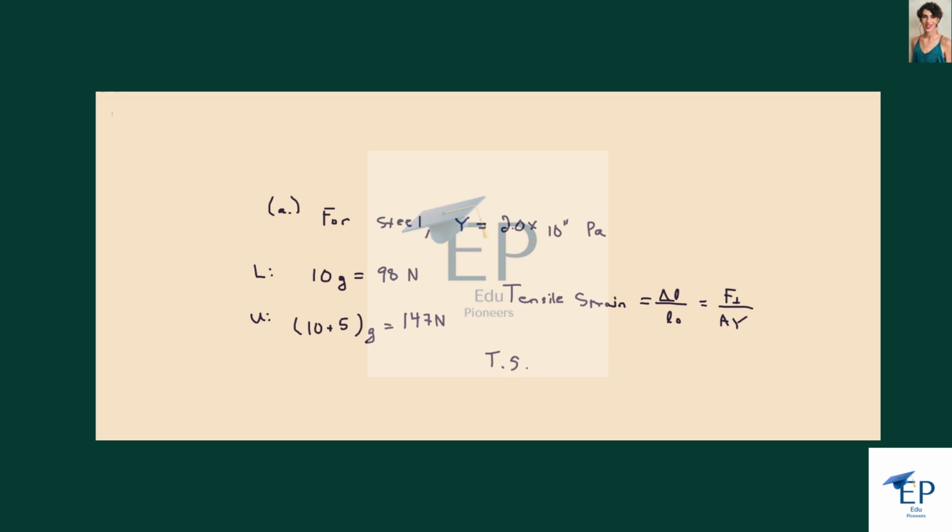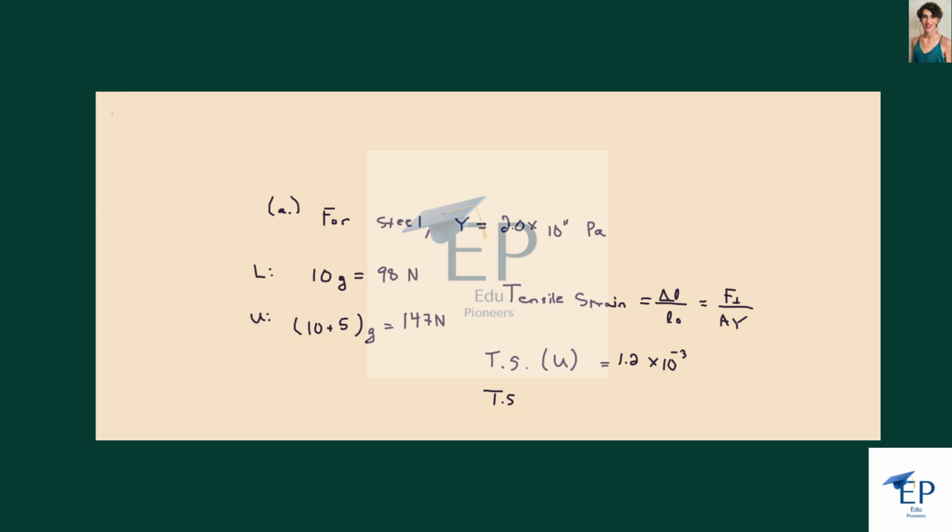I'll go ahead and skip the conversion since it's fairly straightforward. But once you plug in those values here, you get the tensile strain for the upper wire is equal to 1.2 times 10 to the negative 3. And there's no units on that. Since it's a length divided by a length, the units cancel.